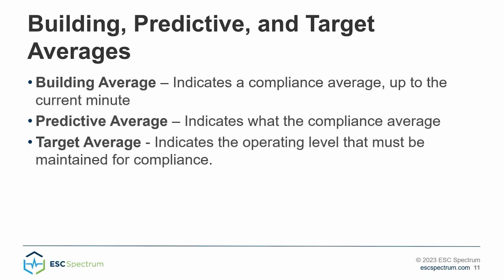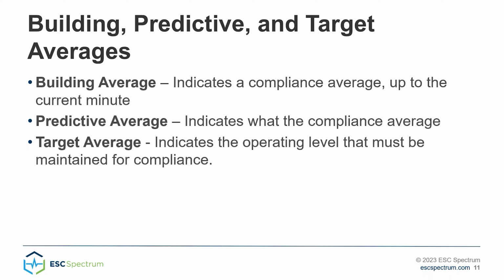So if you've been using building predictive or target averages on a console and you're looking to go to dashboards, that's one benefit other than the user-friendly ability to create dashboards. But a building average is just one that indicates a compliant average up to the current minute. So if you have a 3-hour rolling, it will take the previous 2 hours and build you a 3-hour average with the previous 2 hours and the current minute data that you're on.